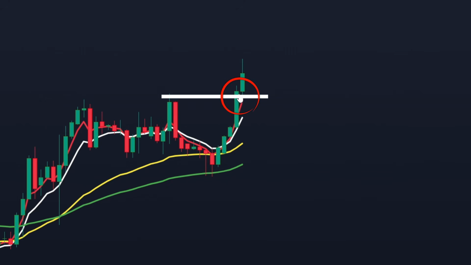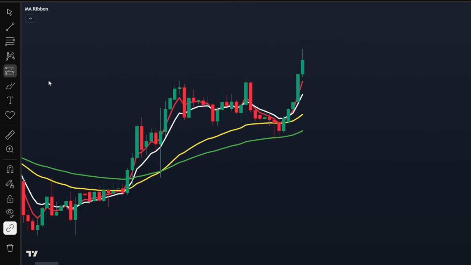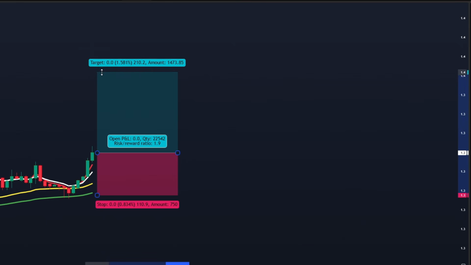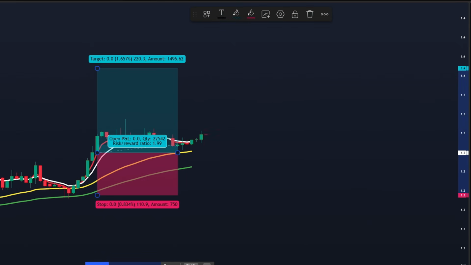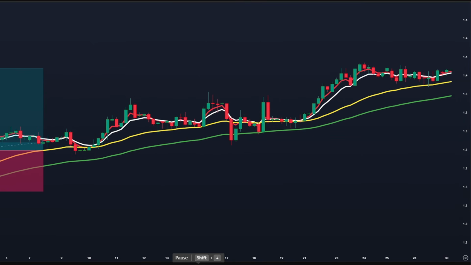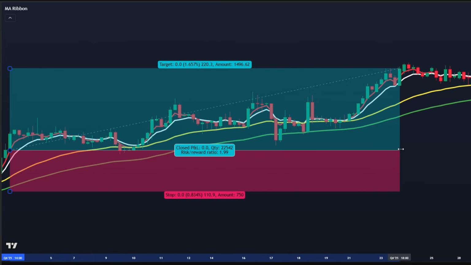If price can break that level and close above it, then we have much stronger confirmation that the reversal is real and that a new uptrend is likely forming. When all of that happens, the buy entry is confirmed. The stop loss can go below the pullback low, and the take profit can be set at a 1-to-2 risk-to-reward ratio. Now let's go to the sell trade setup.